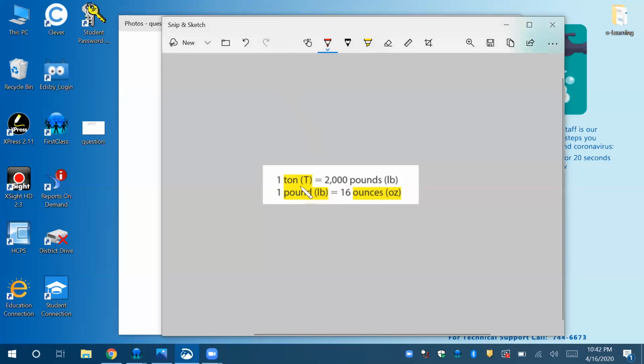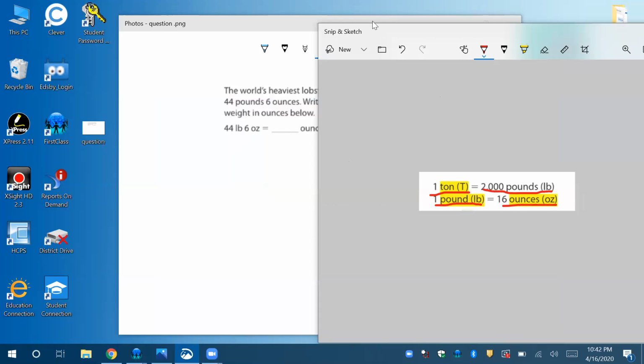So we have the ton, which is the largest unit. And we can see that 1 ton equals 2,000 pounds, right? And then 1 pound equals 16 ounces. That basically tells me that ounces is the smallest unit here, and ton is the largest unit. Okay, so I'm going to pull that off to the side.